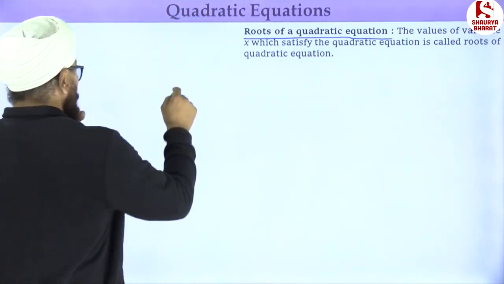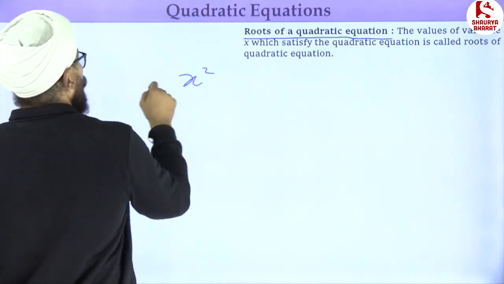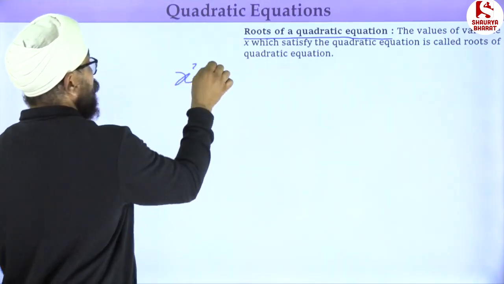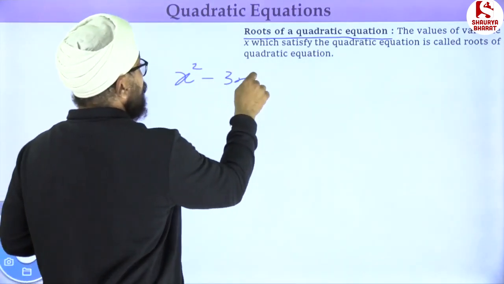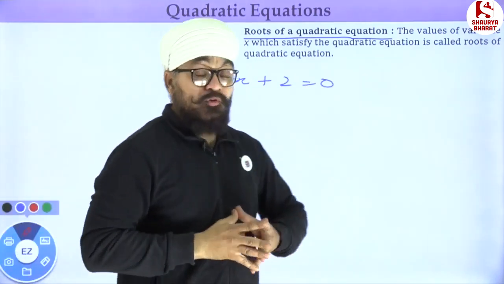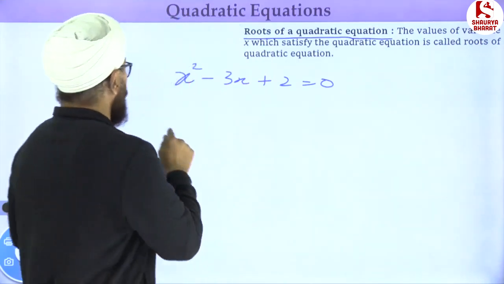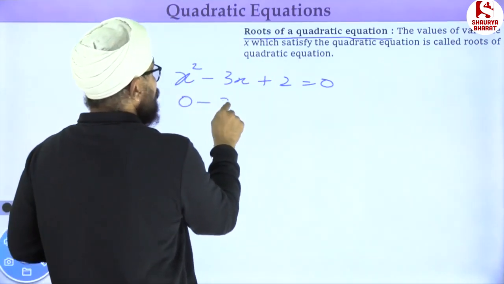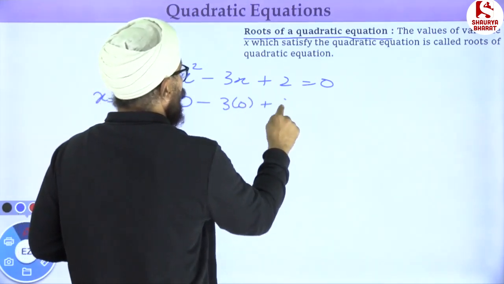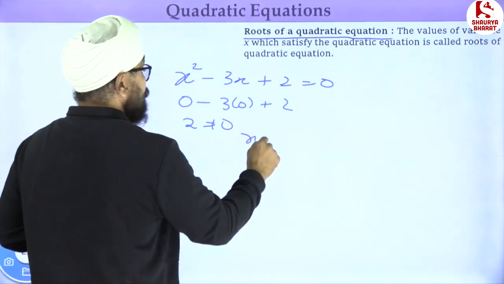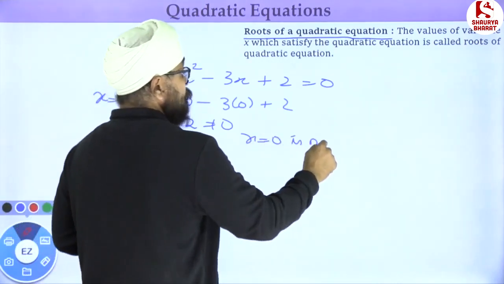Say for example, if I take a quadratic equation like x square minus 3x plus 2 equal to 0, I can go for a few values. Say, if I take x equal to 0, I am going to get 0 minus 3 times 0 plus 2, which comes out to be 2, which is not equal to 0. So therefore x equal to 0 is not a root.